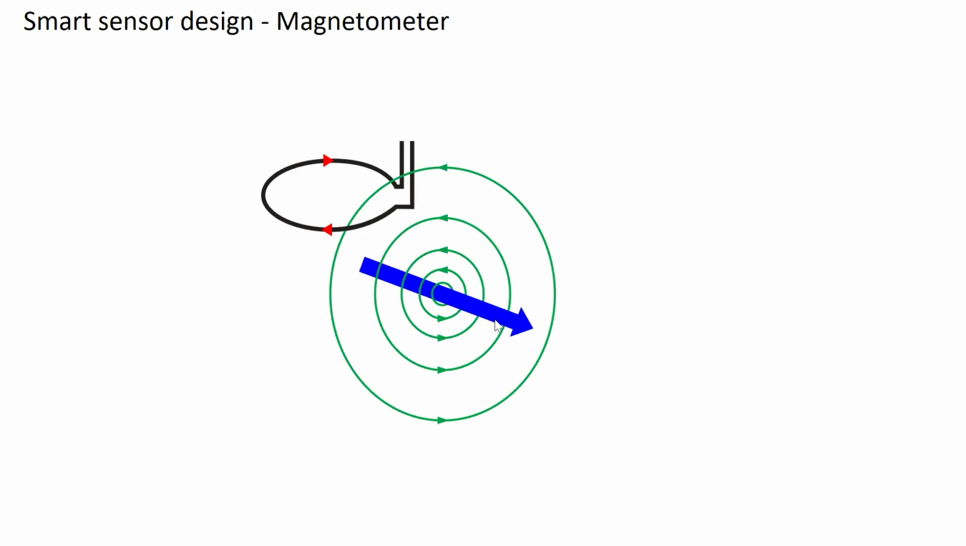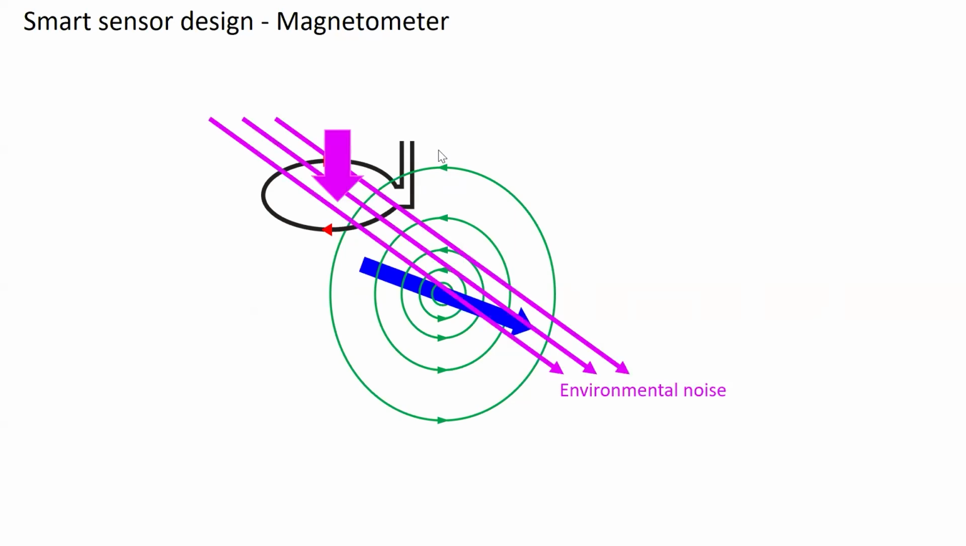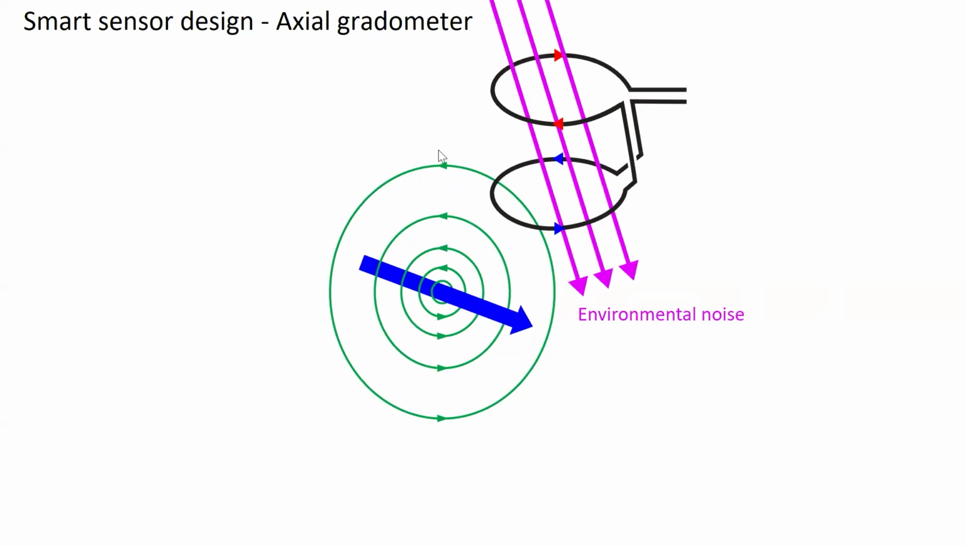So what you see here is the antenna that will be connected here at the top to the SQUID, for a magnetometer. It's a single coil, and the field goes through such a single coil, and that's basically what we would be interested in. But at the same time, we would also have environmental magnetic fields going through it, so the environmental noise, which would be picked up just in the same way as we pick up the brain activity.